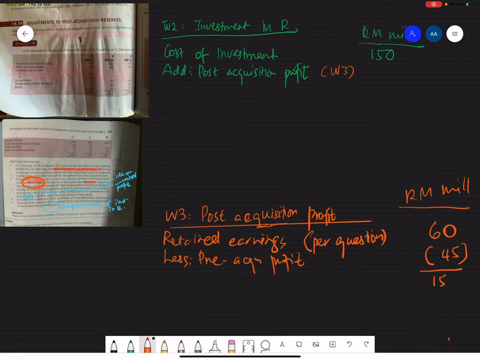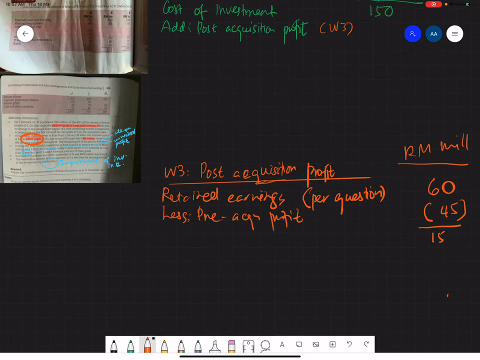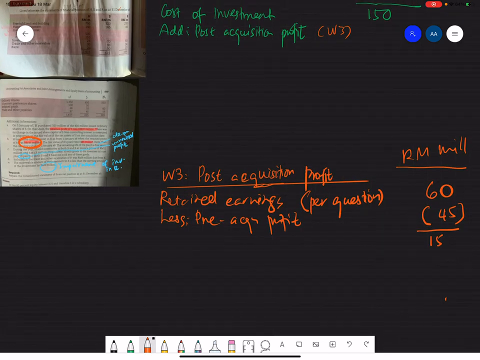And we need to know what actually influences post-acquisition profit. Remember, we said depreciation and also unrealized profit. Impairment of investment pun affect, tapi dia akan masuk dekat sini lah.